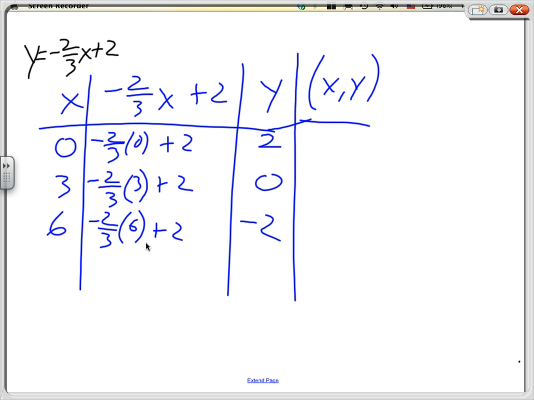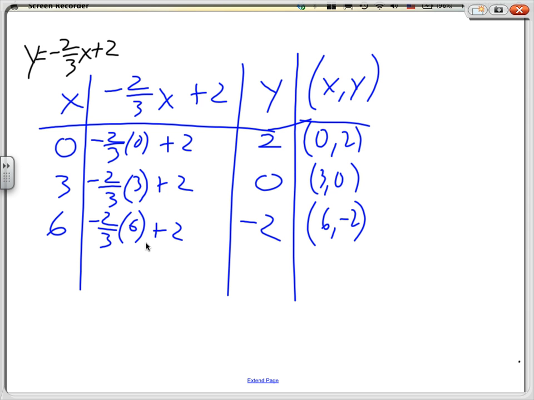Okay, so how many points do I want on your table? Minimum? 3. It's good enough. Just have 3 points and we're done. We're set. We'll put together input and output: 0, 2. We have 3, 0. We have 6, negative 2. Please ask me right now if you have any questions on how to set up your table.